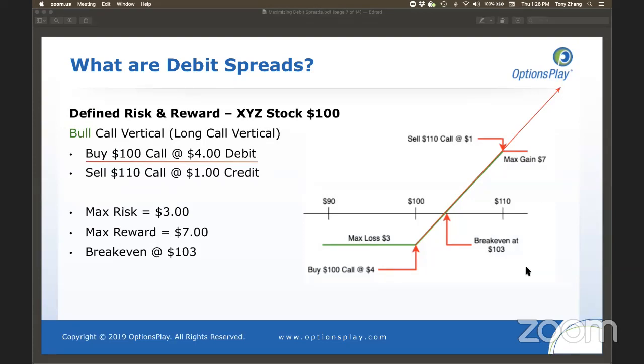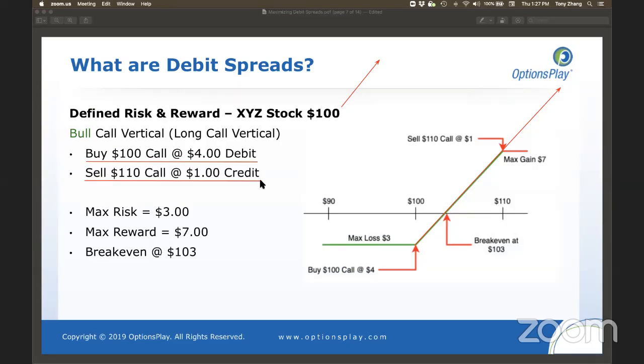And in reality, chances are when I'm bullish on stock XYZ over the next month, I only have a certain idea of where I think it will go, or reasonably where it can go. I certainly don't think that this stock is going to go from 100 to 200 in a month. So why should I pay for all that upside? And that's really where debit spreads allow you to sell off that upside for some credits.